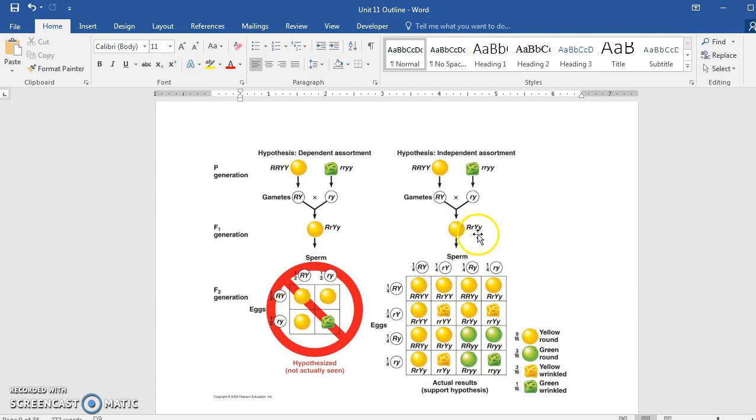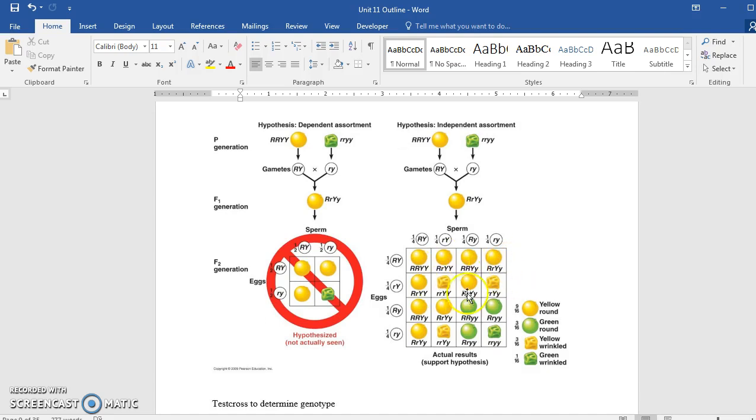A dihybrid. Then if you take these and cross them with self-pollination, the different gametes that can be produced are a big R, big Y, right here, a little r, big Y, a big R, little y, and a little r, little y. 4 different types of gametes because of independent assortment. And it'd be the same thing for the female. Big R, big Y, little r, big Y, big R, little y, little r, little y. Hopefully I said that all correctly. You can see for yourself.